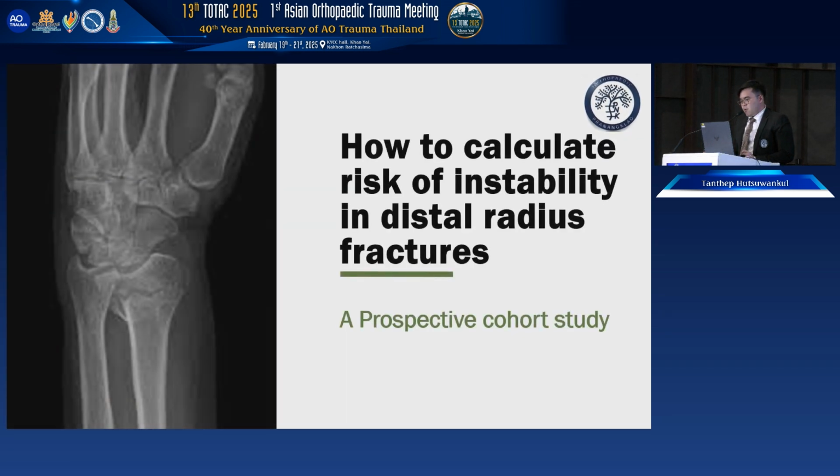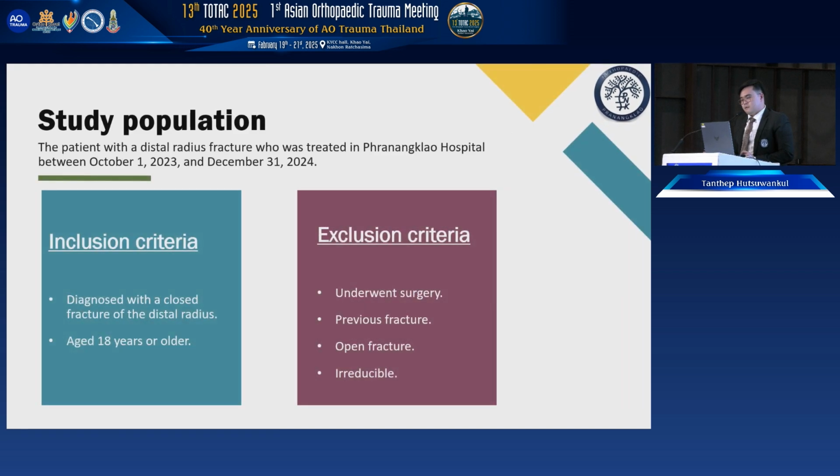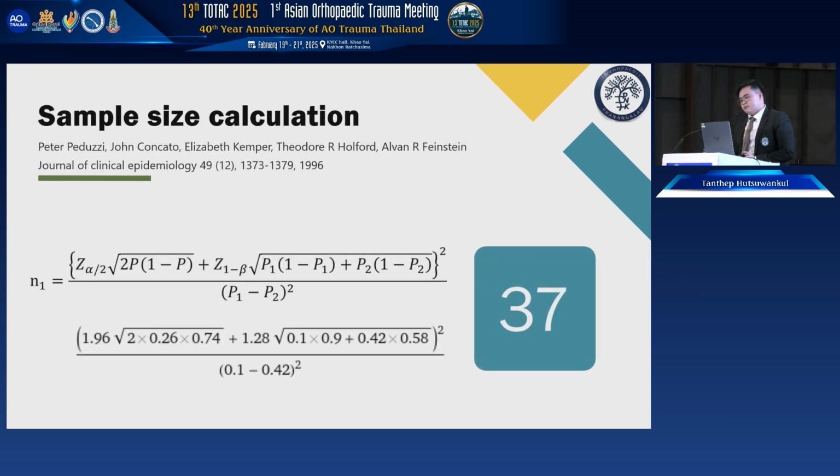Our prospective cohort study aimed to calculate the risk of instability in distal radius fractures using a more comprehensive approach. The inclusion criteria focused on patients with closed distal radius fracture, aged above 18 years old. The exclusion criteria excluded those who underwent surgery, had a previous fracture, an open fracture, or an irreducible one. The sample size was calculated based on a standard method, resulting in a sample of 37 patients.